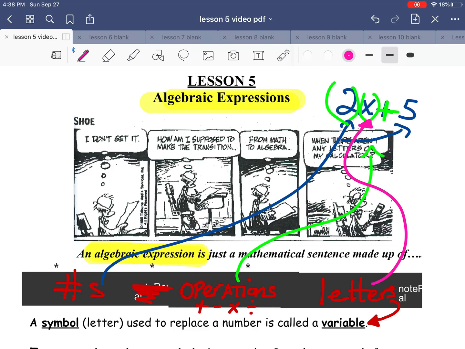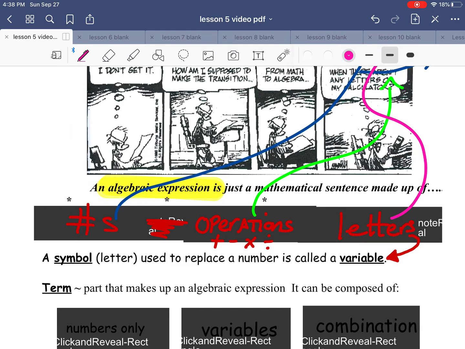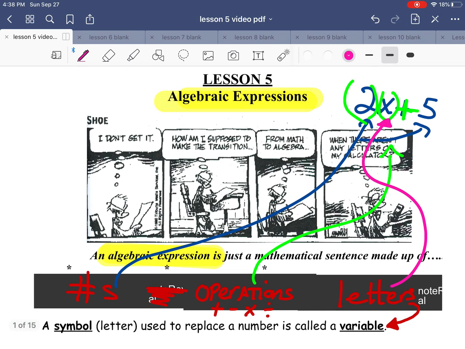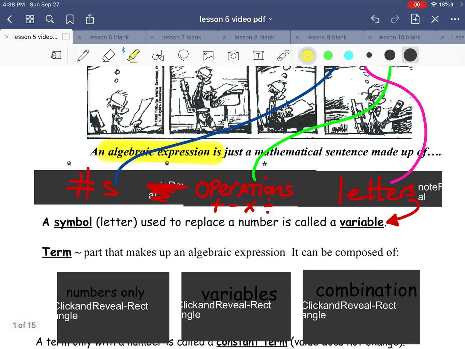In this chapter, we really want to make everything as small as possible. We are simplifying, we are not solving. So on this page, you really have to know just definitions. So algebraic expression: made up of a bunch of numbers, operations, and letters. The next one would be a symbol or a letter. It's really just the fancy word, variable, that goes with it.